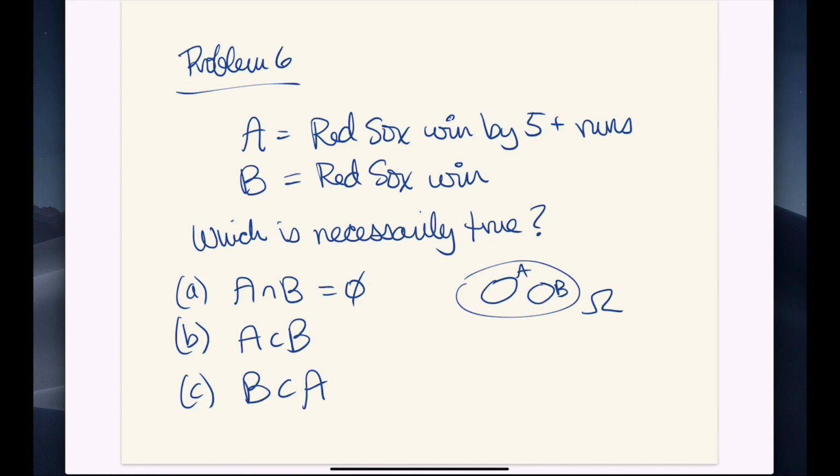And that's definitely not the correct option because the Red Sox winning by 5 or more runs implies that they win. So it's certainly possible that both of these events occur. The second option says that A is a subset of B. In this option, every outcome that satisfies the condition defining A also satisfies the condition defining B. And that's indeed the case. If the Red Sox win by 5 or more runs, then they certainly win. So this is the right option.